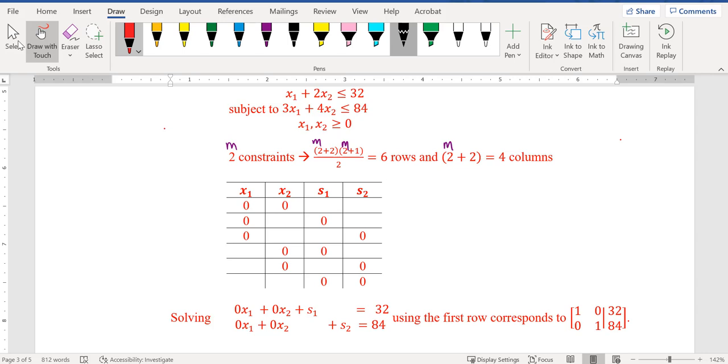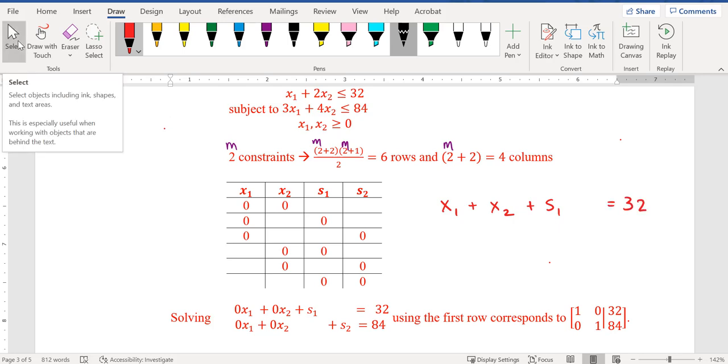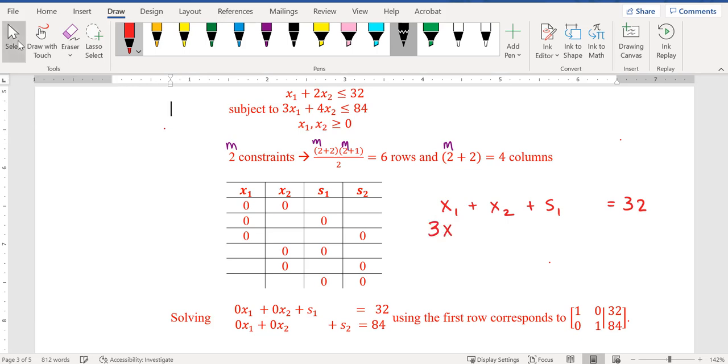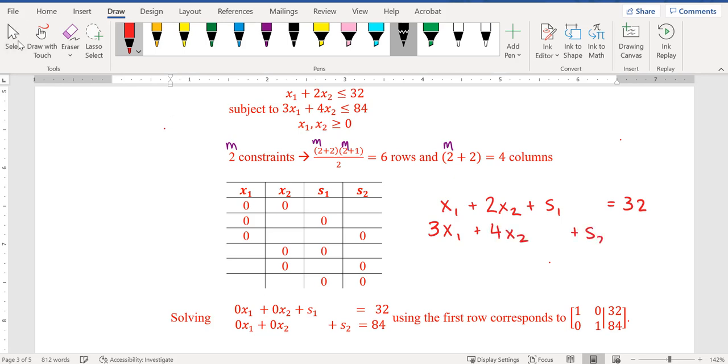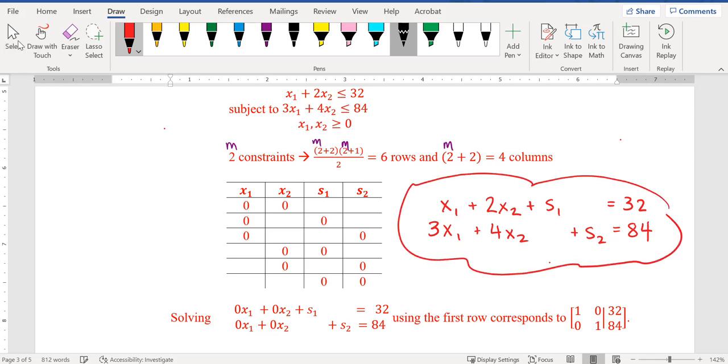Let's remember what our E system looks like. Hold on. It has x1 plus 2x2 plus s1 equals 32, and 3x1 plus 4x2 plus s2 is equal to 84. This is our system that we're trying to solve.